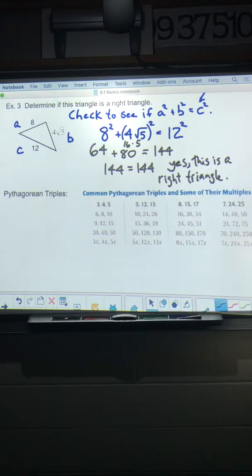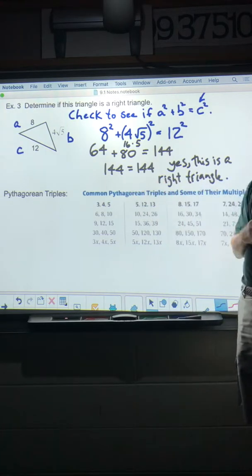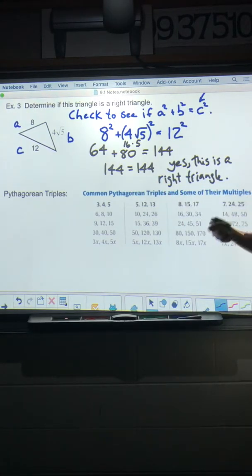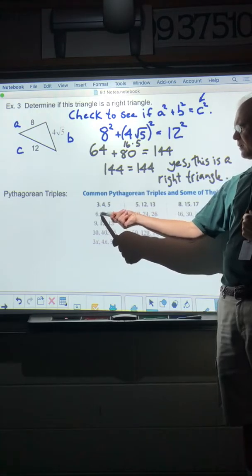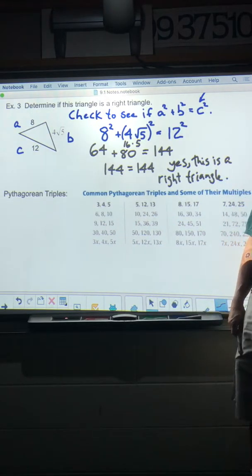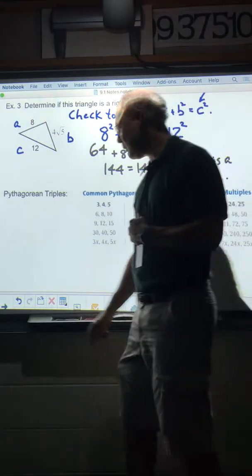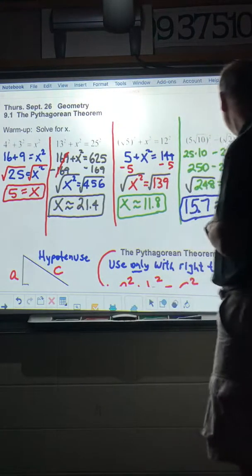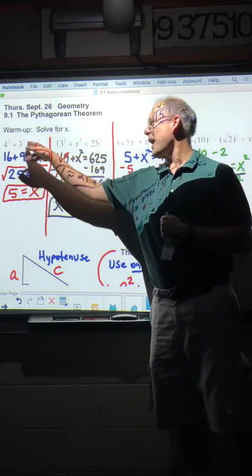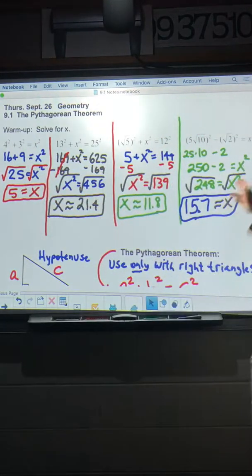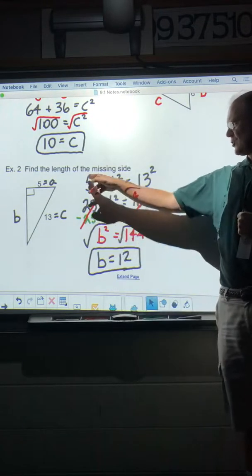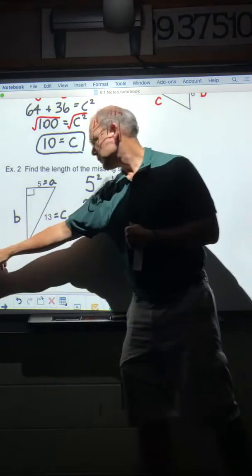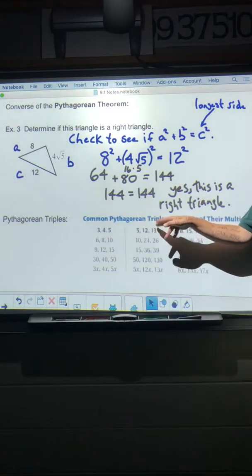This is just a list of what are called Pythagorean triples. So these are side lengths that do make right triangles. So we saw 6, 8, and 10. We saw that in a previous example. What else did we see in a previous example? Here's 3, 4, 5. 3, 4, 5. Here's 6, 8, 10. And here is 5, 12, 13, which is on the list here. 5, 12, 13.